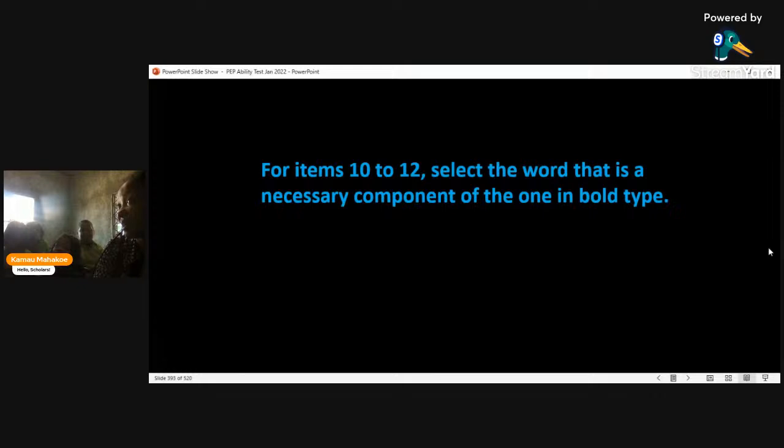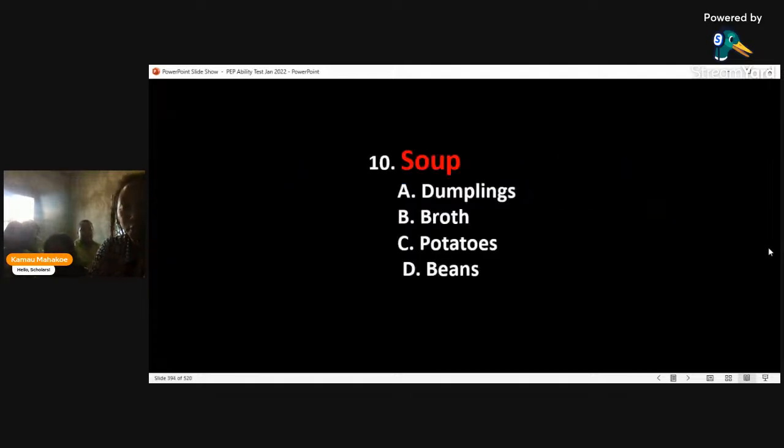For items 10 to 12, select the word that is a necessary component of the one in bold type. So this type of question, the necessary component type, they want you to choose the thing that you need to complete the other thing, right? Like the one that we were doing this morning. What is needed? In other words, it might have the other things too, but which one can it not do without, right? So, soup: dumplings, broth, potatoes, beans. It needs broth. Broth is the soup base, the water and the seasoning. You can have soup without dumplings, you can have soup without potatoes or beans. My soup has to have dumplings. You have some cultures where they don't eat dumplings, but they have soup.